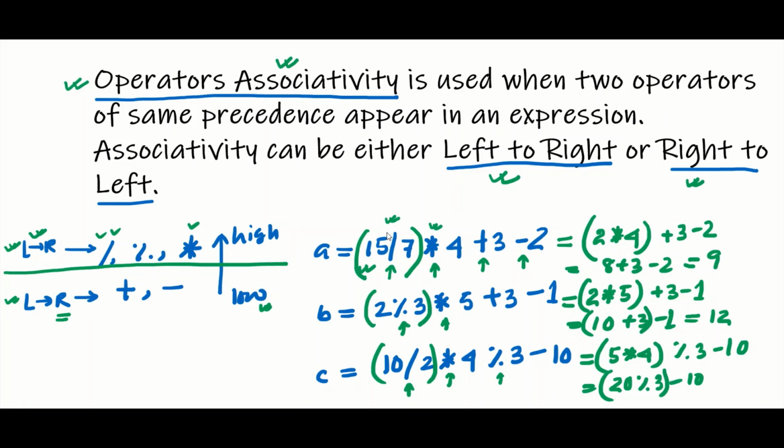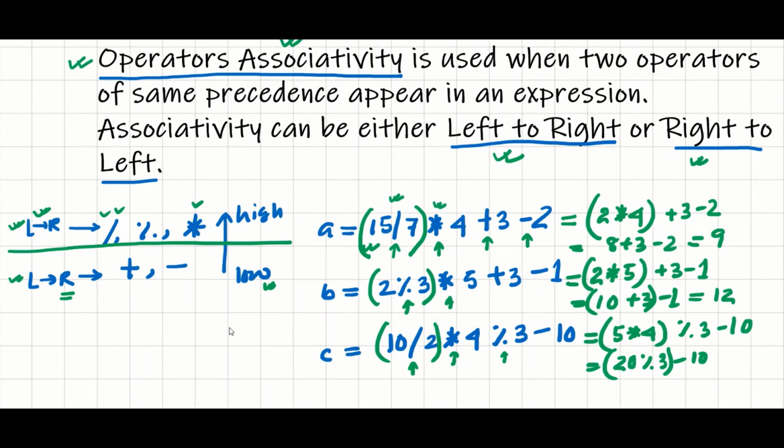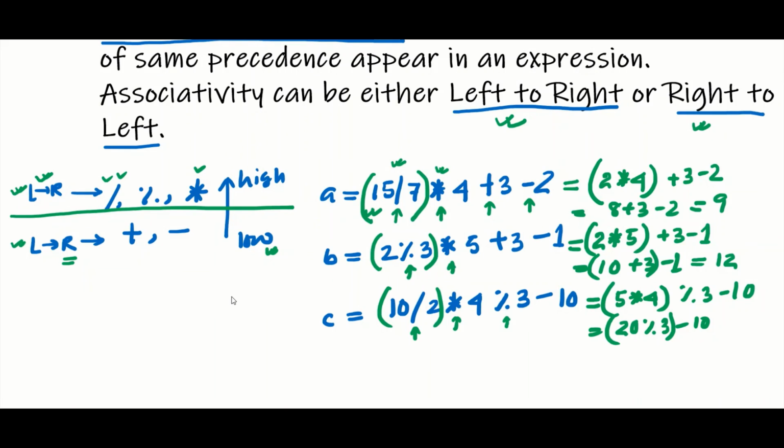Now this part will be evaluated next according to the table. So now 20 modulus 3, the remainder will be 2. So 2 minus 10, the answer will be minus 12.